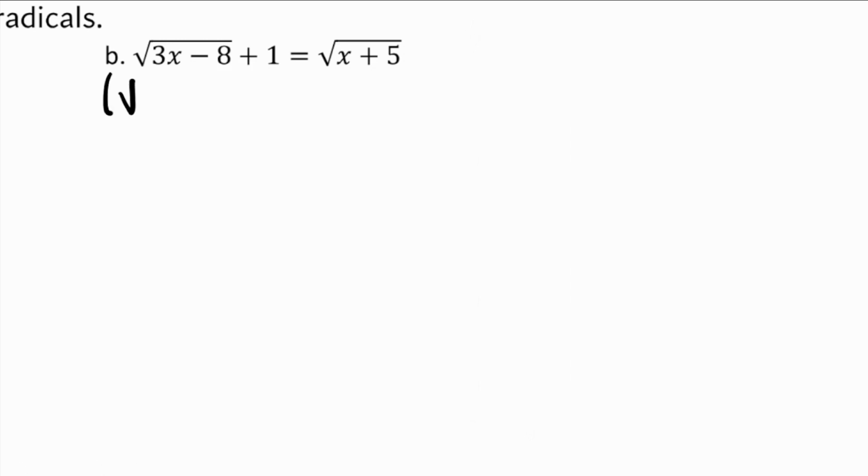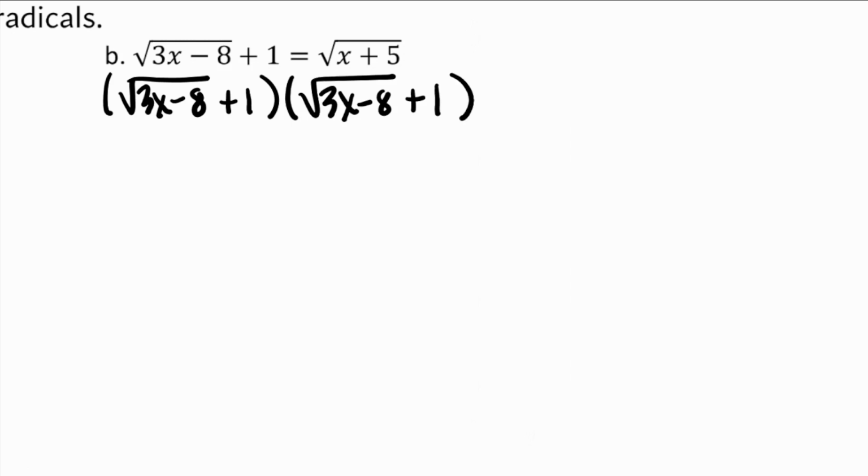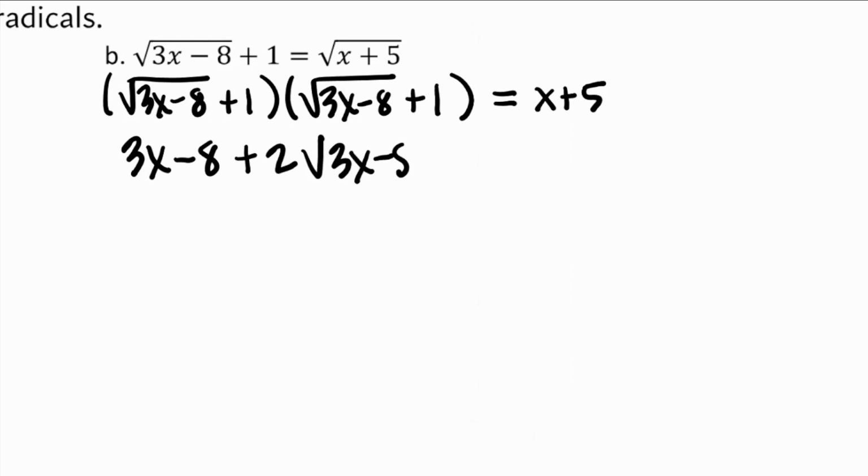So I'm going to have the square root of 3x minus 8, plus 1. I'm squaring it, so I'm going to multiply it by itself a second time. And that equals x plus 5. Now, when I square this, I multiply the first two things together, and square root times square root is just the thing on the inside. So it's 3x minus 8. The outside and the inside both give me one of these square roots, so in total I'll have two of these square roots. The last two give me a plus 1.